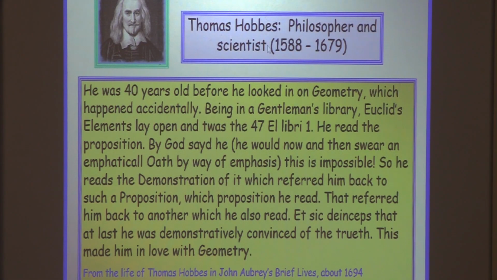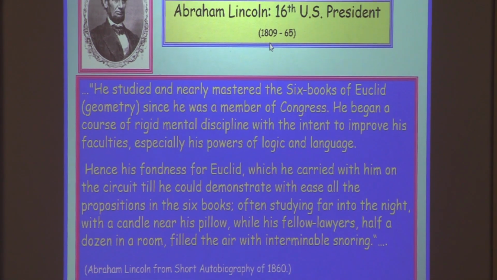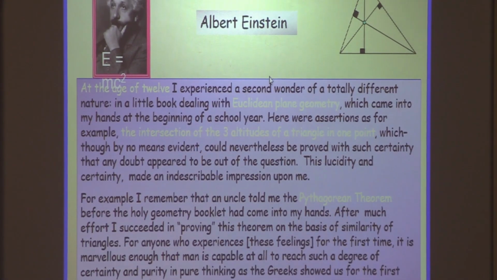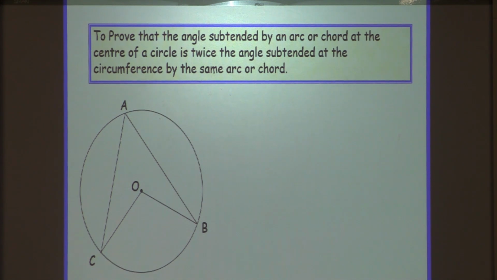These are some of the important people that studied geometry. Thomas Hobbes, Abraham Lincoln, US President, they all studied Euclidean geometry. Even Albert Einstein studied Euclidean geometry. Yeah, I want us to go straight to exam problems now. We were going to do the proofs of these theorems, but we'll do it some other time. I want us to go straight to problems.